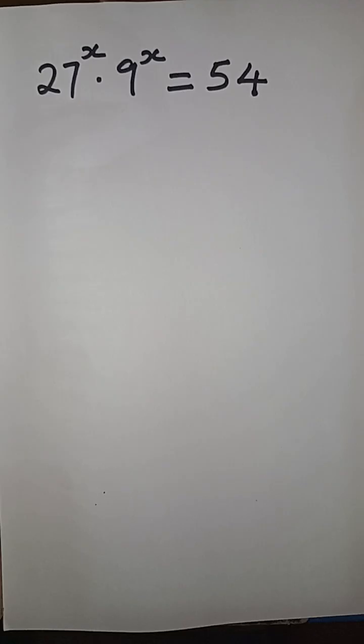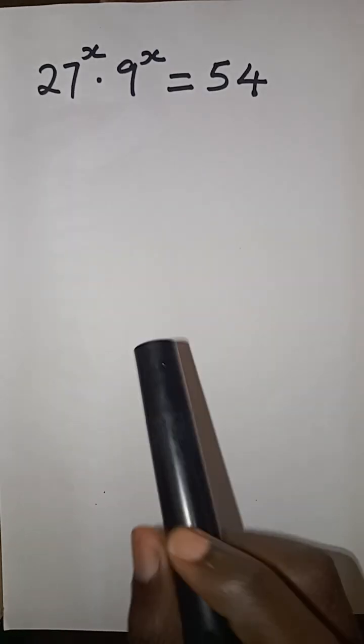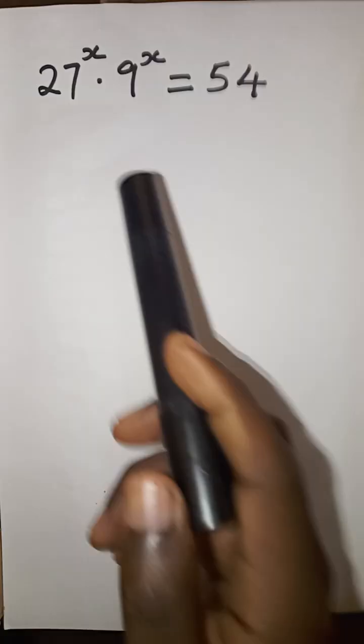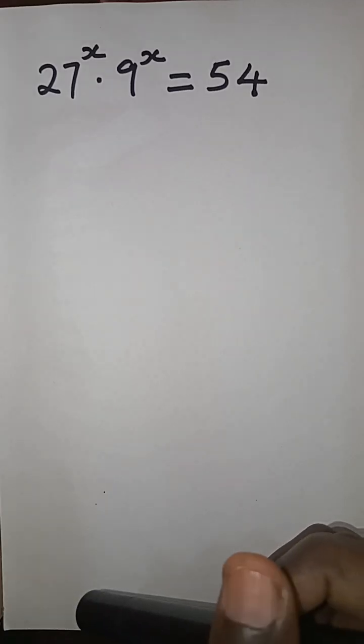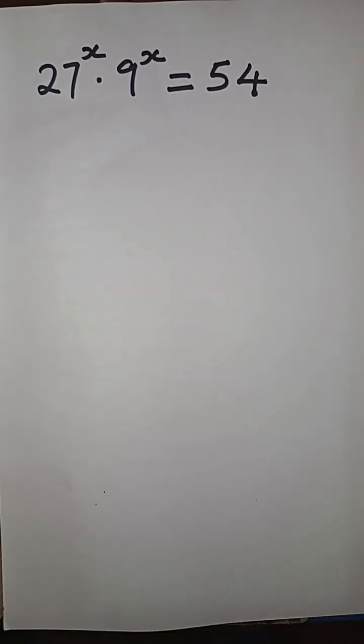So today we have a very typical type of exponent. Given that 27 raised to x multiplied by 9 raised to x is equal to 54. Do you know we can find the actual value of x easily and verify it?